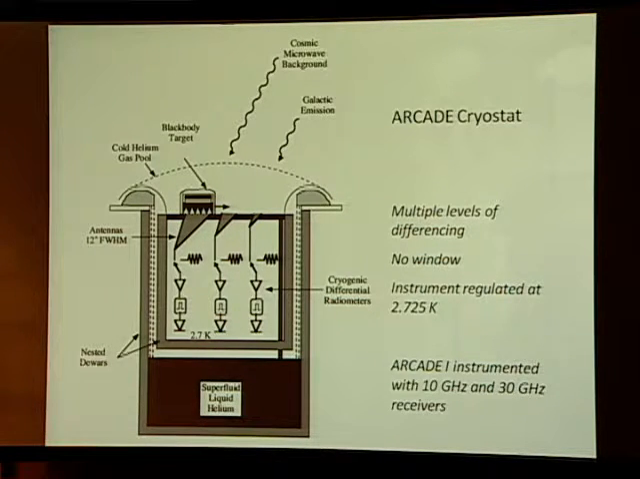If the instrument is at 2.725, the blackbody is at 2.725, and the radiation is at 2.725, then small reflections or additional sources of emission can be small and not have a large effect or have a large systematic impact on the data. The Arcade 1 version of this was instrumented with 10 gigahertz and 30 gigahertz receivers.